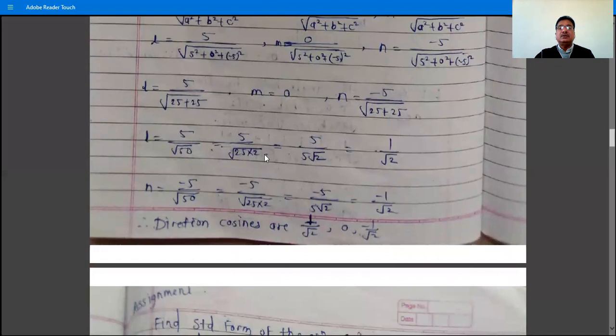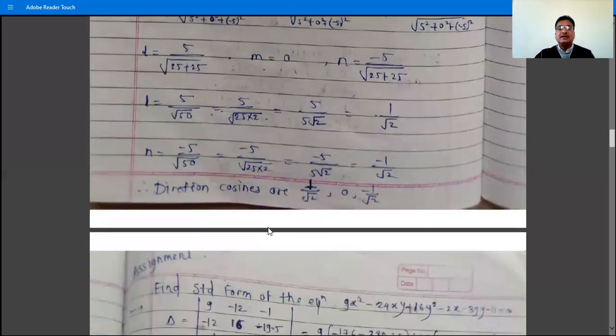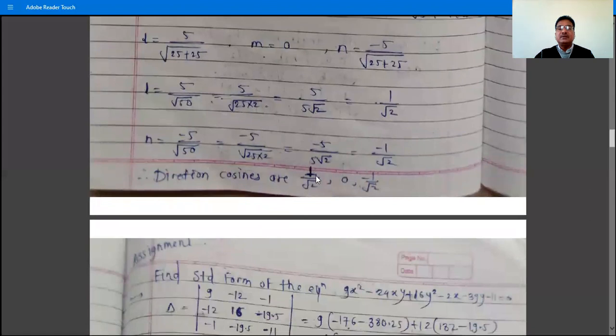It's simplification: 50 is 25 into 2, that is 5 root 2, and then the 5s cancel. Therefore l is 1 by root 2, m is 0 and n is minus 1 by root 2. And therefore the direction cosines of the line are 1 by root 2, 0 and minus 1 by root 2.